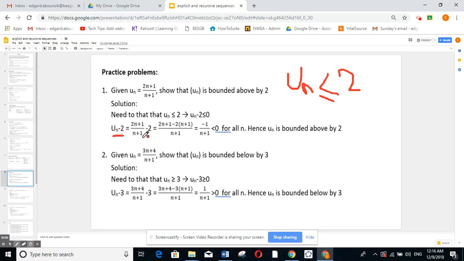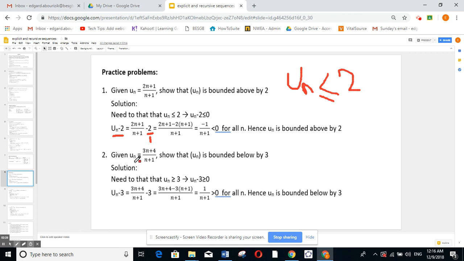Un is 2n plus 1 over n plus 1 minus 2. I do same denominator here. I multiply the 2 by n plus 1, all over n plus 1. 2n minus 2n cancel out. 1 minus 2 is minus 1. Minus 1 is a negative number, and n is a natural integer, which is positive. Minus over positive is less than 0 for all n. So I have proved that un is bounded above by 2.